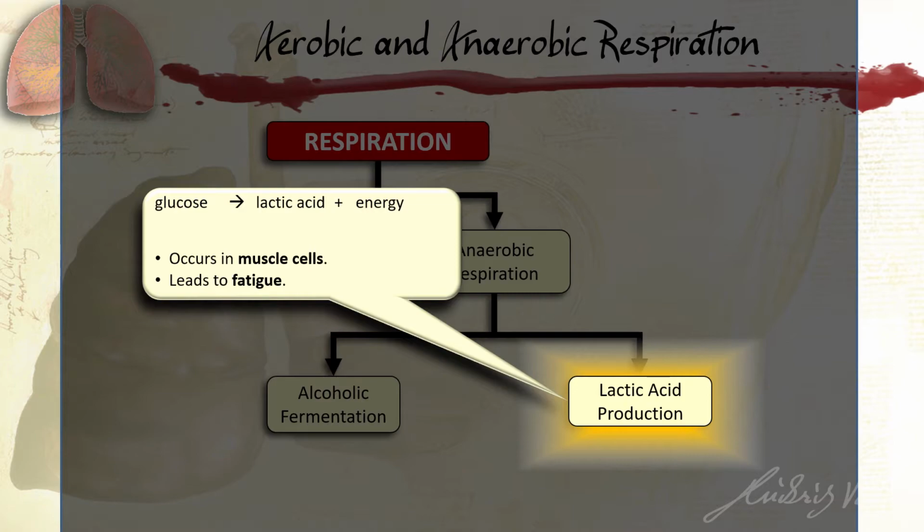This anaerobic respiration occurs when there is a lack of oxygen. You can compare and contrast anaerobic respiration with aerobic respiration. You can see that for anaerobic respiration, glucose is straight away converted to lactic acid, releasing energy. But the amount of energy released is very little. This occurs in muscle cells and will lead to fatigue because of the lactic acid.